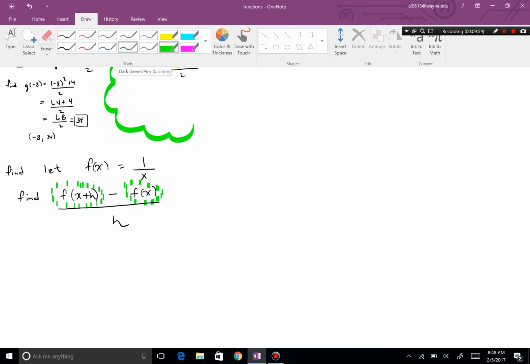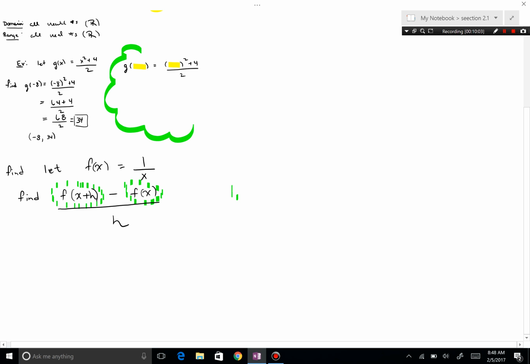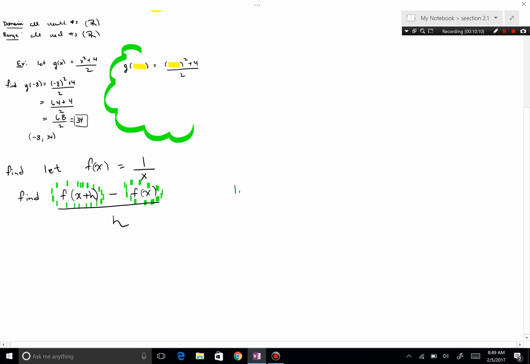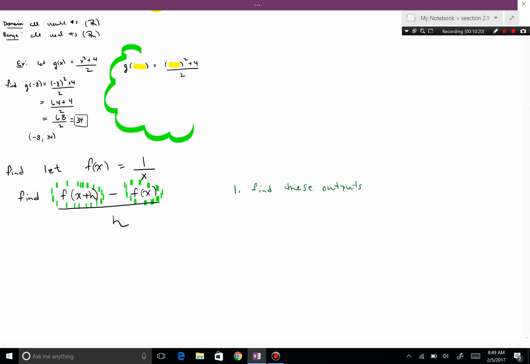So what are you going to have to do? Here are Rush's big bullet points. You're going to have to go to the side and, one, find these pieces first, these outputs. So that means there's some work you're going to have to do here. Let's do the work here.